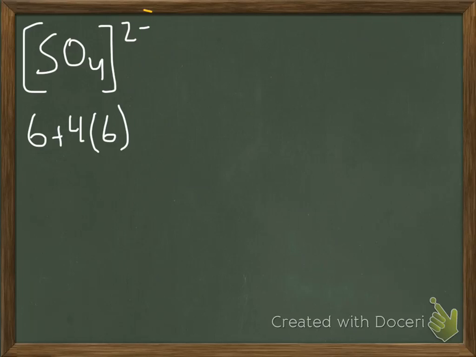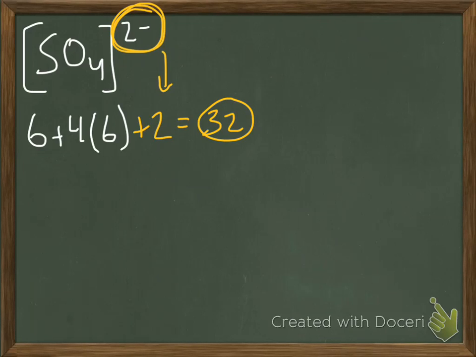A charge of 2-. What does that mean about electrons if your charge is 2- or -2? Same thing. If your charge is -2, that means that you've gained 2 electrons. You've gotten more negative. So we've got to add 2 here. So that's going to equal 32.